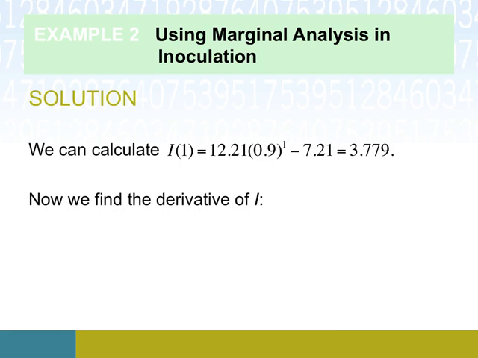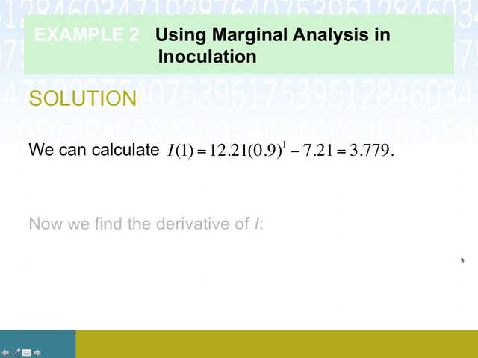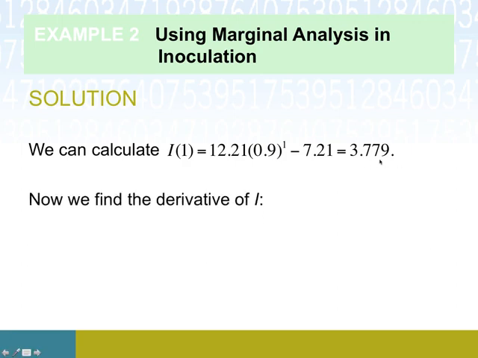Okay, so let's start figuring out these pieces. I of 1 is what we get when we go back to our inoculation function and plug in 1 for all the x's. That gets us something like 3.779. Again, we're going out to 1,000, so we get a whole number of people, 3,777 people.